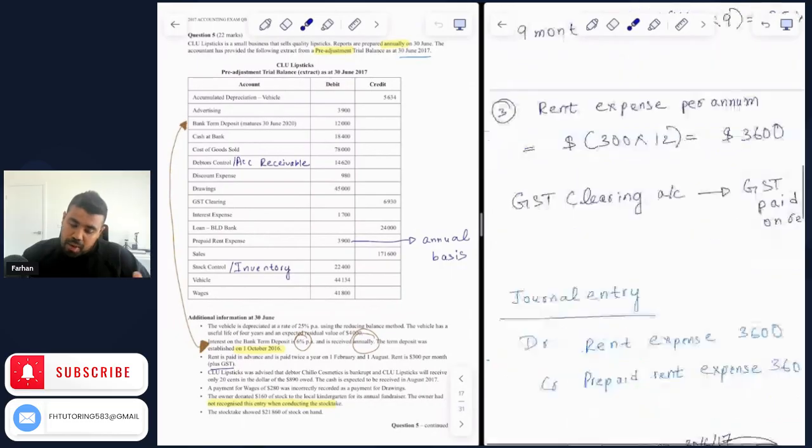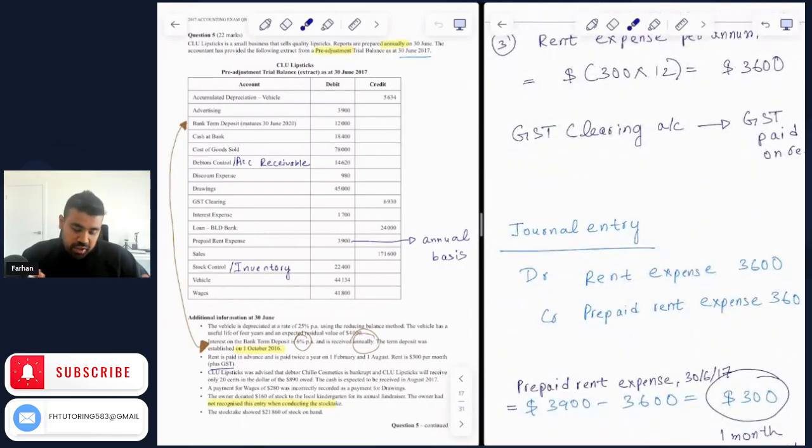So what about the journal entry? If you check the pre-adjusted trial balance, you're given the prepaid rent expense, which is $3,900 reported within the debit column. Because this is prepaid rent expense, this is a current asset account to begin with. So now that we have expensed 12 months of rent during this financial year ending 30 June 2017, we have to reduce this prepaid expense of $3,900 that is reported within the pre-adjusted trial balance.